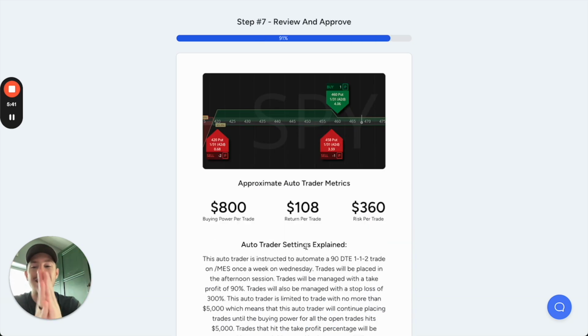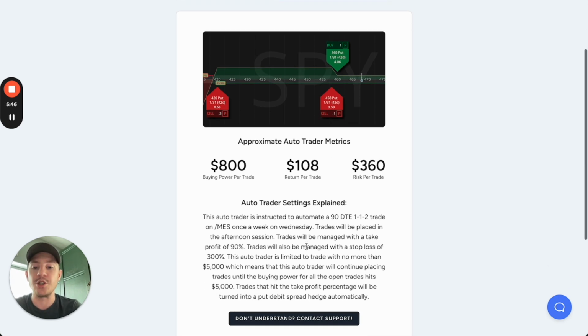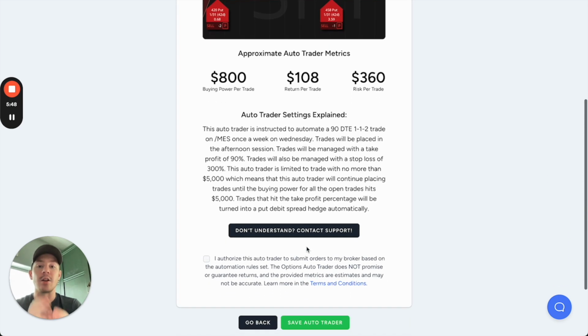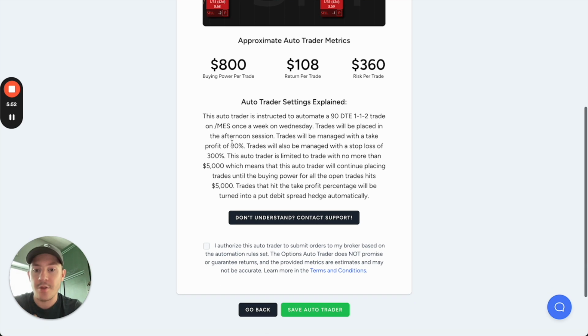All right, just like that, we've connected to our tastytrade broker. We set up all the rules for the 112 to be turned into a hedge. Now, like I said, the options auto trader will only do what you tell it to do, so let's make sure we understand. This auto trader is instructed to automate a 90 DTE 112 trade on MES once a week on Wednesdays. Perfect. Trades will be placed in the afternoon session. Perfect. I can change that if I want. Trades will be managed at a take profit of 90%. Perfect. Trades will be managed with a stop loss of 300%.